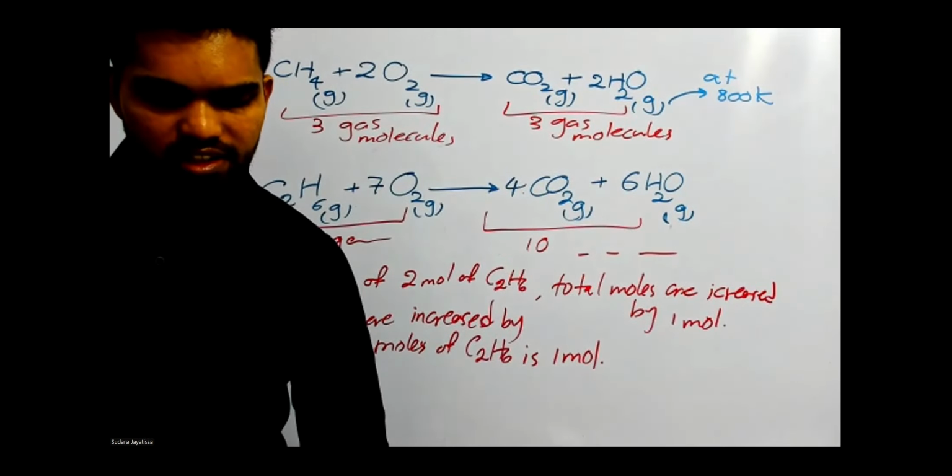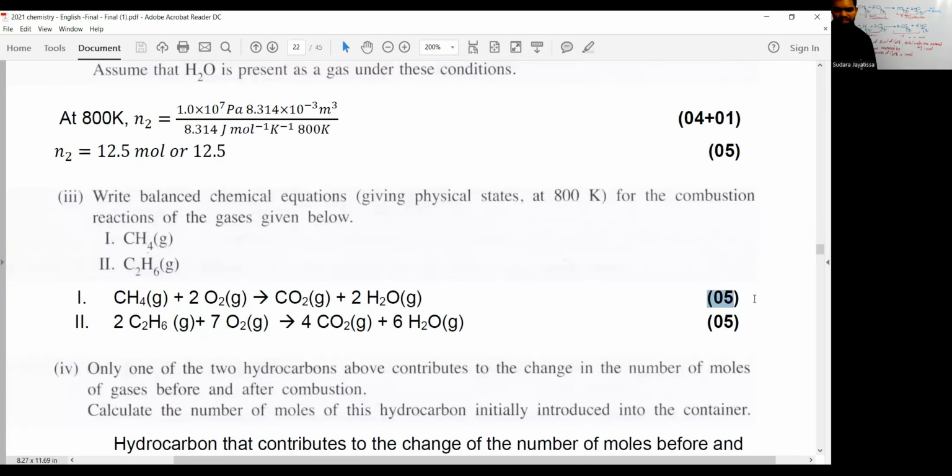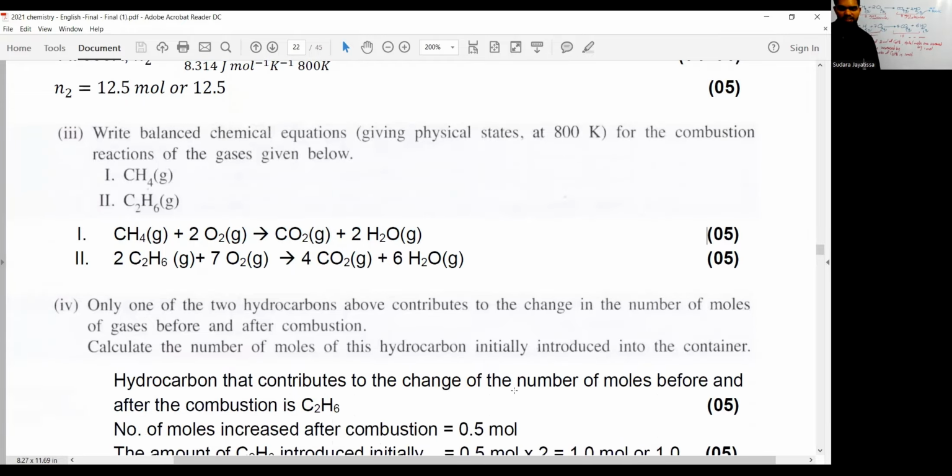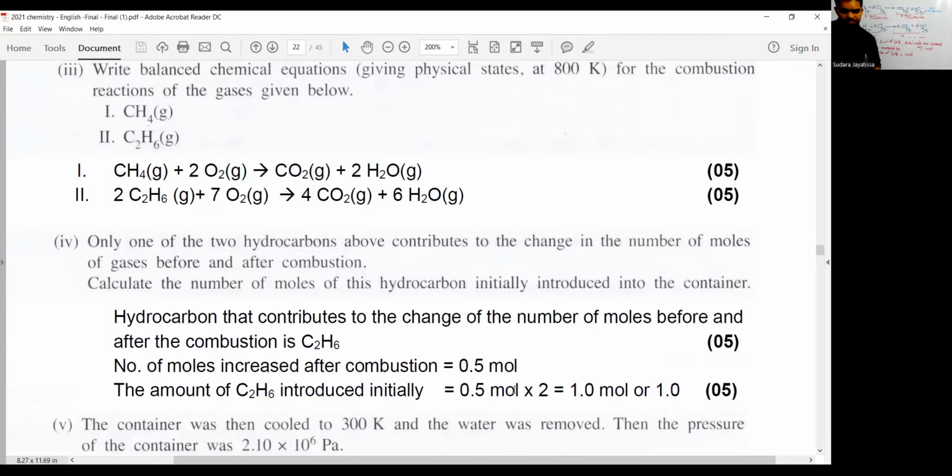Right, now let's check the marking scheme answer. For writing the two equations, you can get 5 marks for each equation. You have to write the physical states and should not keep any fractions. And see the way we need to write that fourth answer: the hydrocarbon that contributes to the change in the number of moles before and after combustion is C2H6. You need to identify the gas. There are 5 marks for that. In my answer, I also showed the number of moles written under each equation.